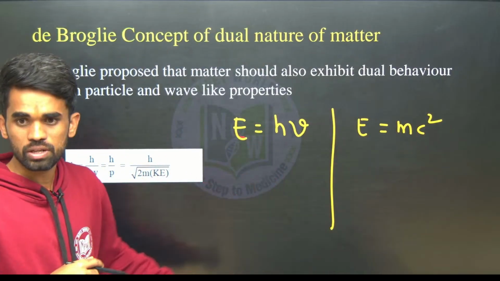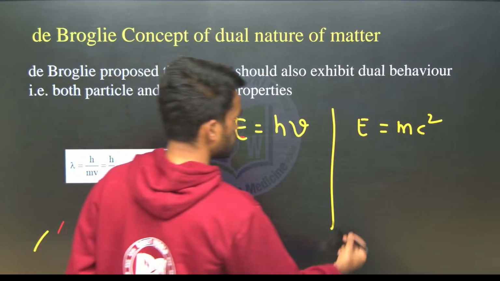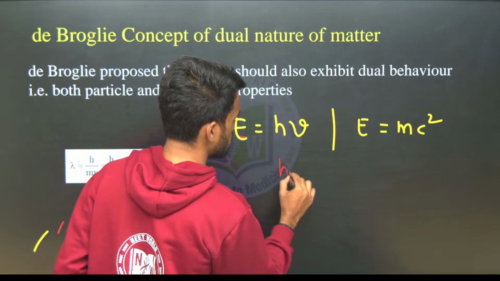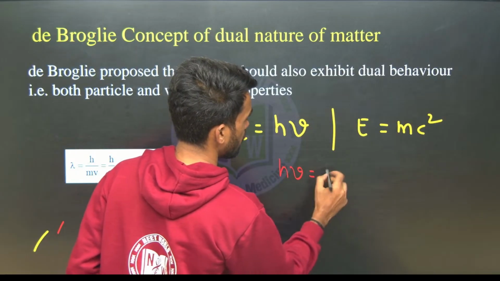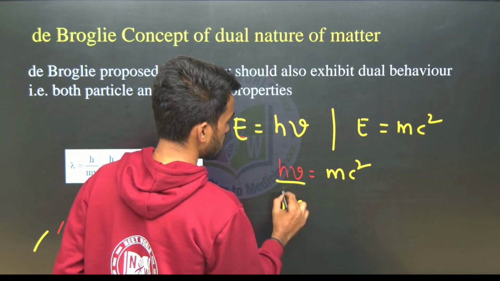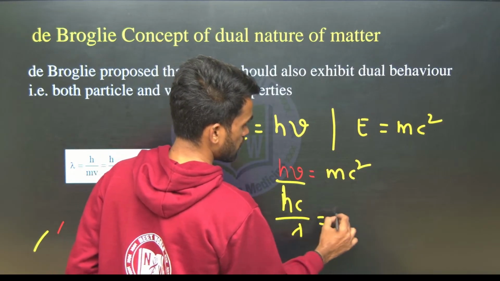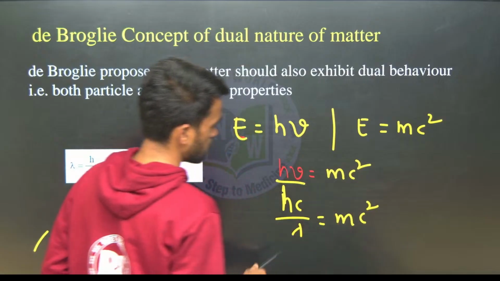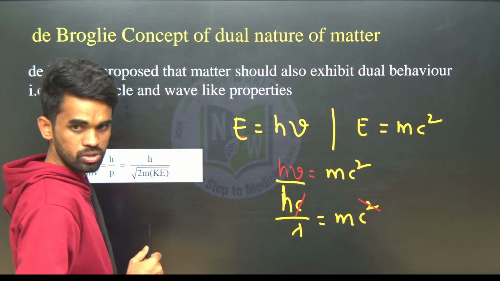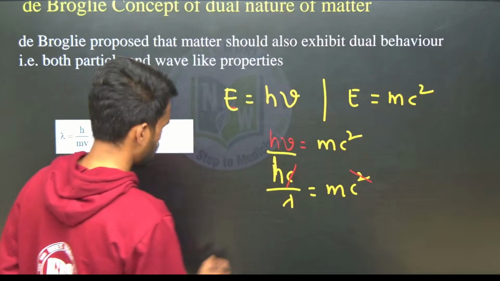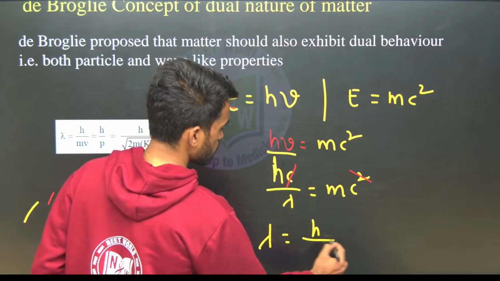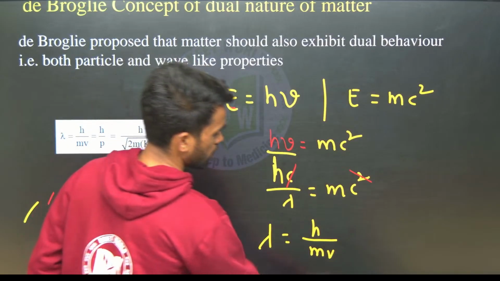Both are energies only. So now here, considering both of them as equal, what can we get? E is equal to h nu, which is equal to mc square. So h nu is nothing but hc by lambda, which is equal to mc square. So this c and c are removed. Okay, so I can write lambda equals to h by mc.